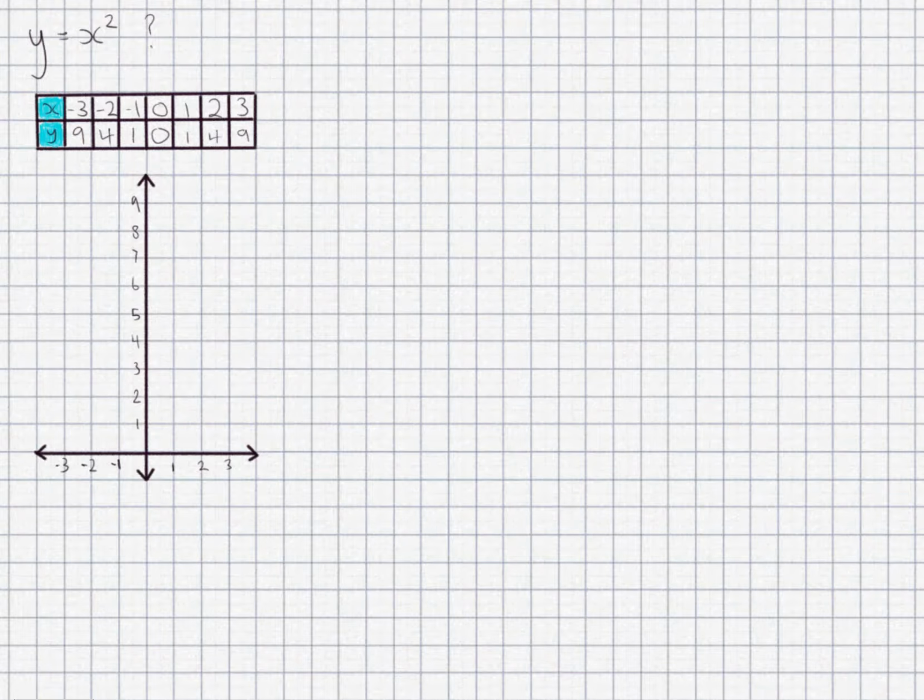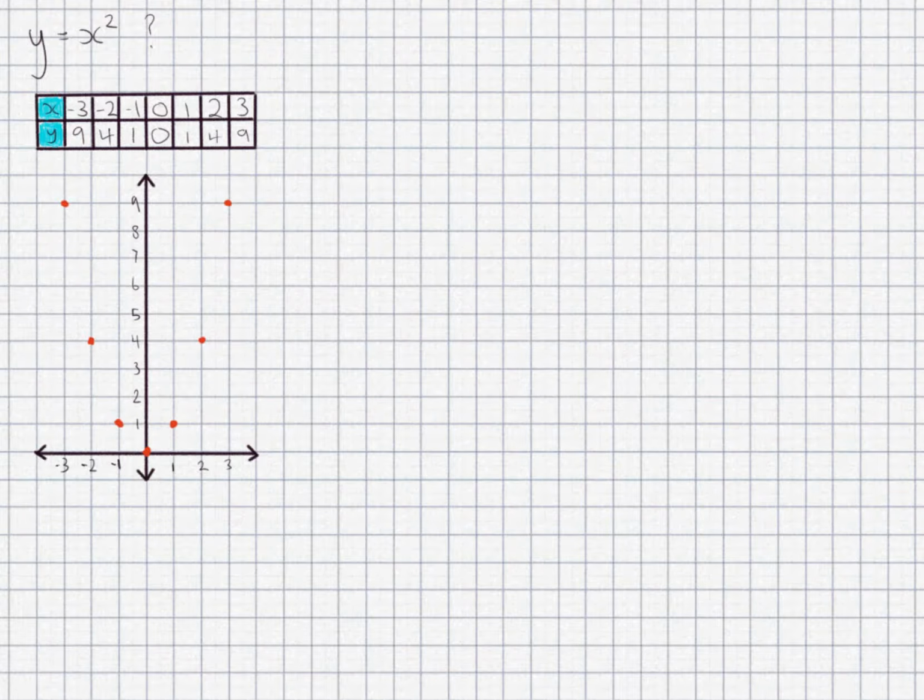You'll notice that we've only got the positive part of the axis here because none of our y values are negative. Alright, so 0, 0 was the first point we came up with, and that's right here at the origin. Then either side of that we had 1, 1, and negative 1, 1, 2, 4, and negative 2, 4, and finally 3, 9, and negative 3, 9.